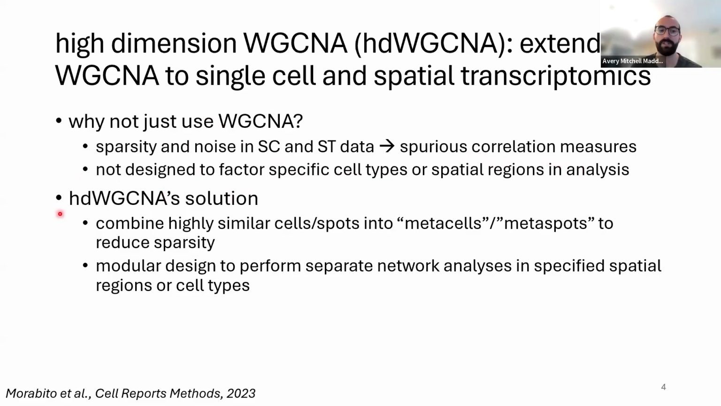So hdWGCNA addresses these problems specifically by, one, combining highly similar cells or spots into what are termed metacells or metaspots, which helps to reduce that sparsity issue. And then also, within the package, it follows a modular design that lets us perform our network analyses within either specific spatial regions or within specific cell types if you're working with SC data.